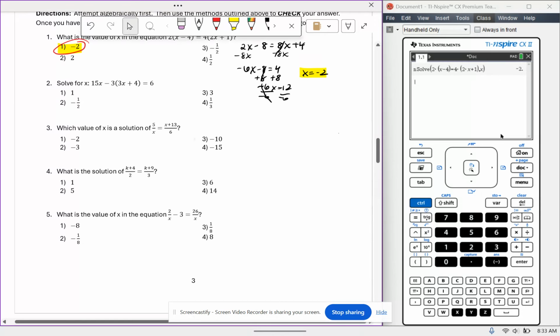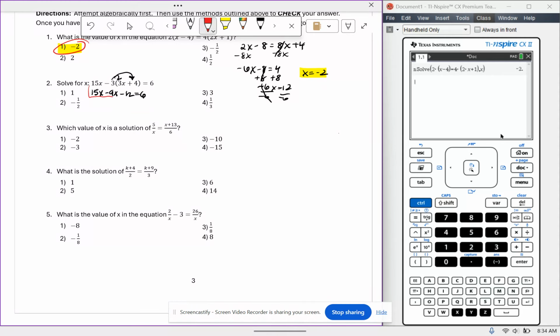Question 2, it says solve for x. 15x minus 3 times 3x plus 4 equals 6. This looks linear to me because I only see x to the first powers, but I'm going to go ahead and distribute just to double check. So I have 15x minus 9x minus 12 equals 6. I'm going to combine like terms on this side before I move things to the other side. So 15x minus 9x gives me 6x minus 12 equals 6.